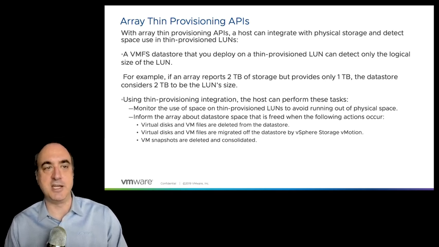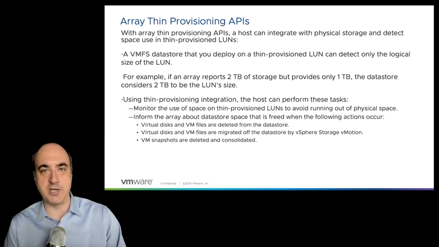say for instance, the LUN is a 2 terabyte LUN, and it's being presented to vSphere as a 2 terabyte LUN, but it's a thin LUN. So what if vSphere is actually only allocating maybe 1 terabyte of space, right? It's got enough virtual disks in there that it's only consuming 1 terabyte of storage. Well, the ESX server is going to see that as 2 terabytes normally, even though it's really only using and consuming 1 terabyte of storage. With the thin provisioning integration, the host can perform the following tasks.